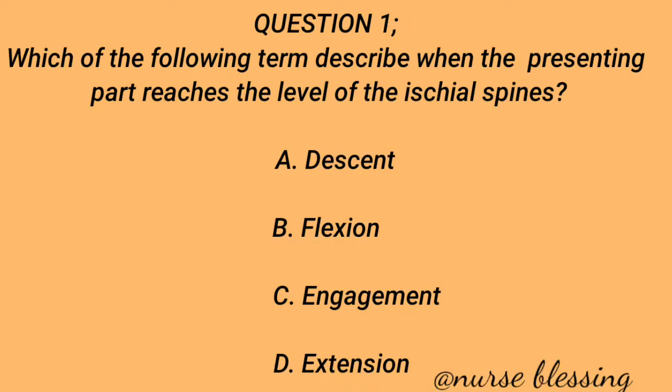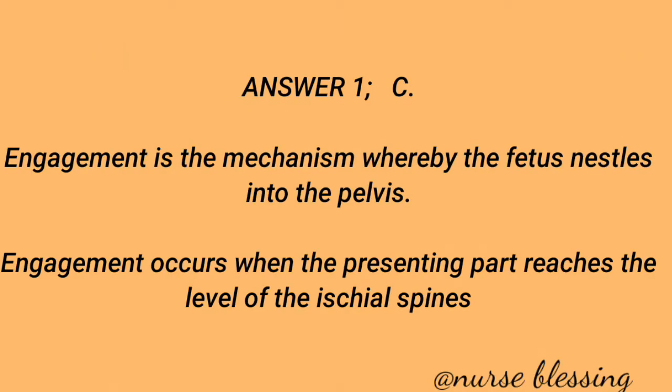Question 1. Which of the following terms describe when the presenting part reaches the level of the ischial spines? A. Descent, B. Flexion, C. Engagement, D. Extension. Answer 1. C. Engagement is the mechanism whereby the fetus nestles into the pelvis. Engagement occurs when the presenting part reaches the level of the ischial spines.